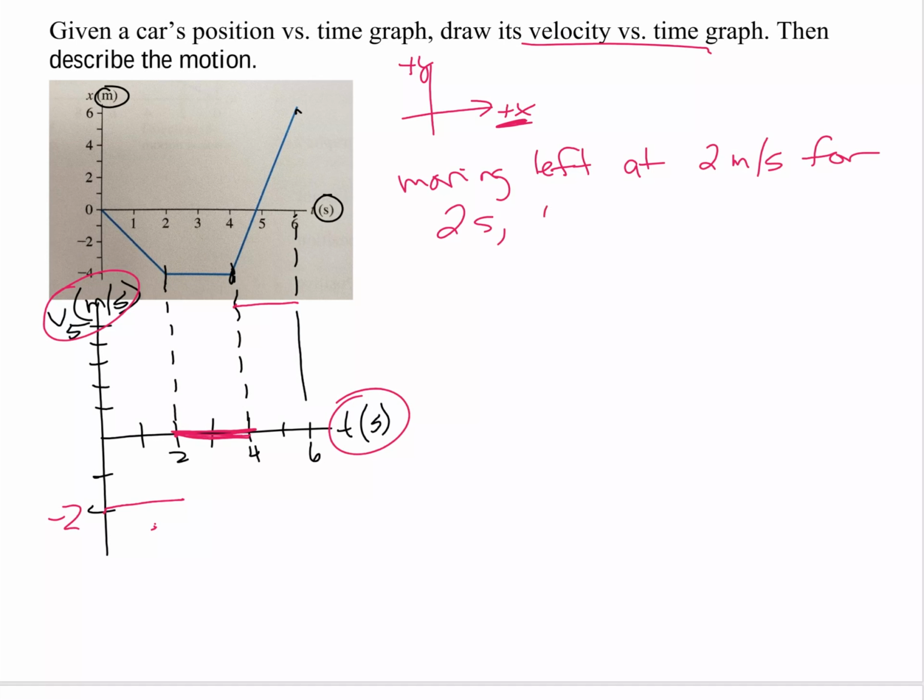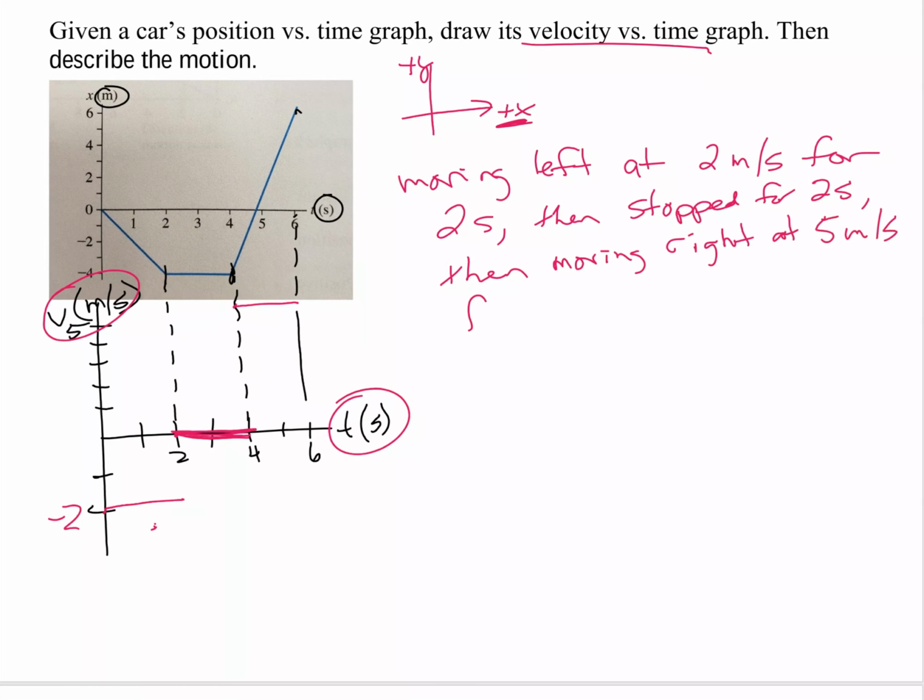Then what? Then we stop for 2 seconds. Stop for 2 seconds. Then what? Then we go right at 5 meters per second for 2 seconds. At 5 meters per second for 2 seconds. You got it.